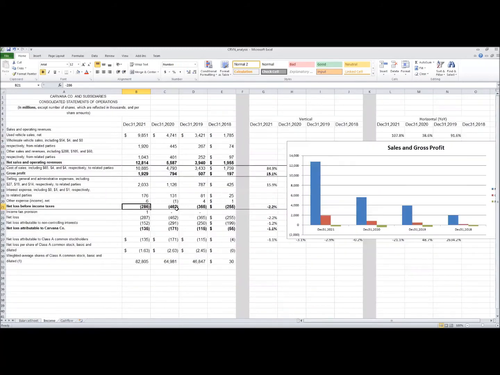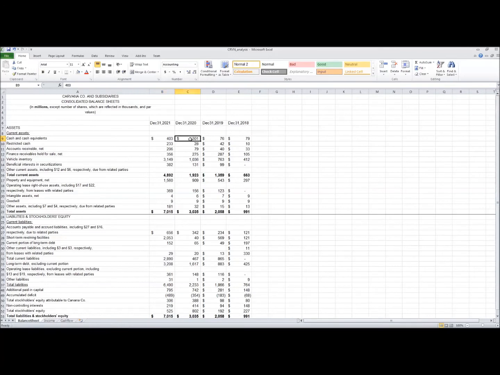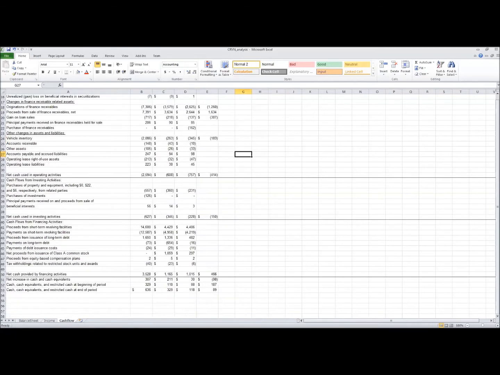So let's look at the year before. The year before, they lost $462 million. However, they still had 301 million in cash. So the point is that they have to have some other way to finance these losses until they can get the business to be profitable. So where can we figure that out? Well, cash flow. Let's go look at the cash flow statement.